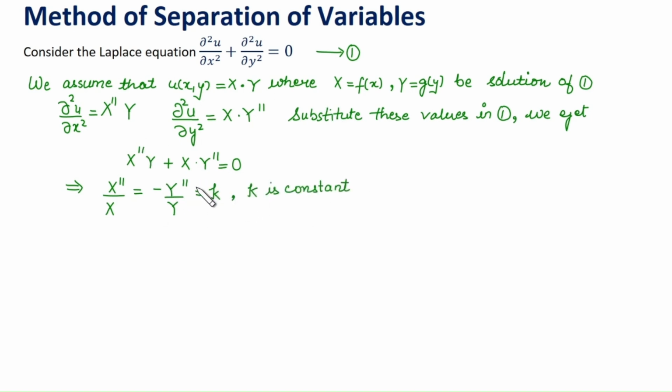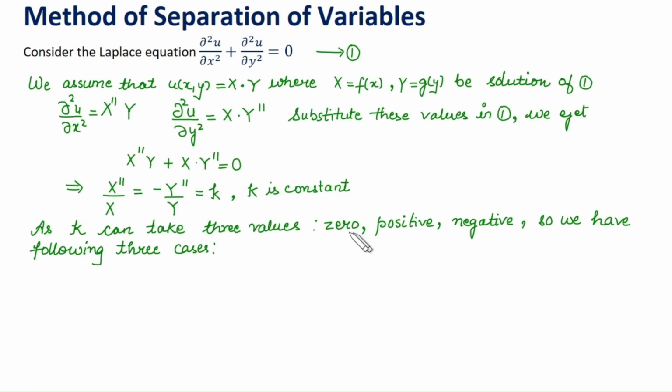Now from here we will get two ordinary differential equations. Depending upon the k, we are getting three different cases. That is, k can take 0, positive, or negative values. We will discuss all these three cases one by one and we will solve both the ordinary differential equations. Let's consider the first case when k is equal to 0.